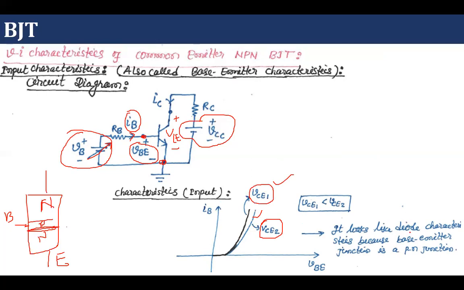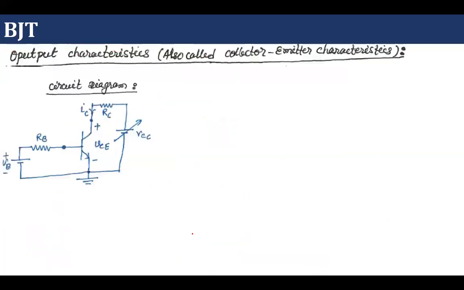Okay, and this characteristic is similar to the characteristic of a PN junction diode. Now we'll draw the output characteristic. To draw the output characteristic, we have to make the voltage which we are going to connect at the collector terminal variable. This voltage should be constant for a particular graph.